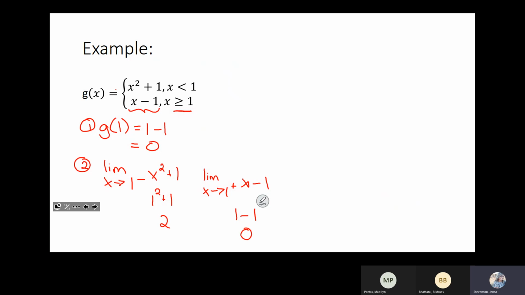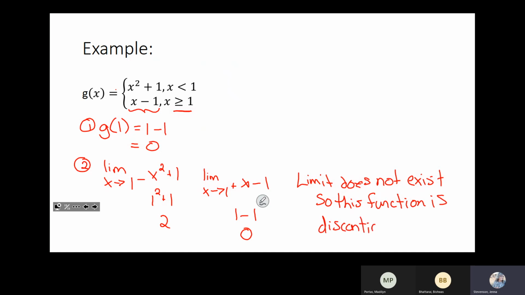Do I need to even go to the third part of our theorem? Nope, this limit does not exist. Okay, the limit does not exist, so this function is discontinuous. And that's it. That's all you need to know. So for continuity, you just need to check those 3 things.